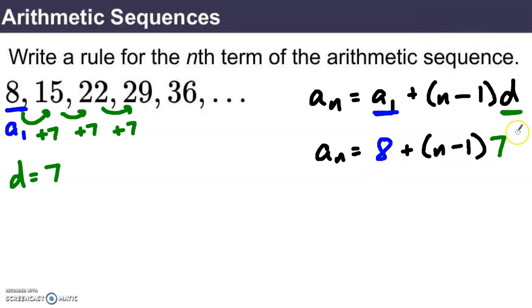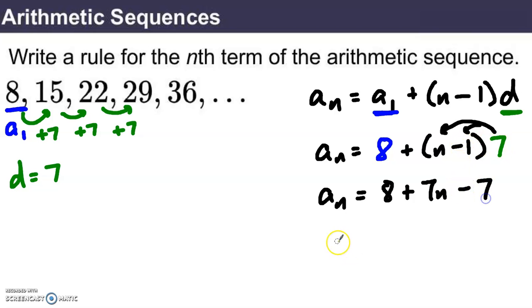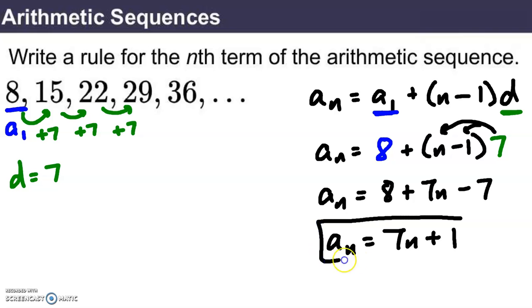Now I would like you to simplify that. I think the simplest thing to do here is to distribute the 7 into both of these terms and get a sub n is 8 plus, 7 times n is 7n. 7 times negative 1 is negative 7. And like terms 8 and negative 7 will add to 1. How about 7n plus 1? I think that a sub n equals 7n plus 1 works.